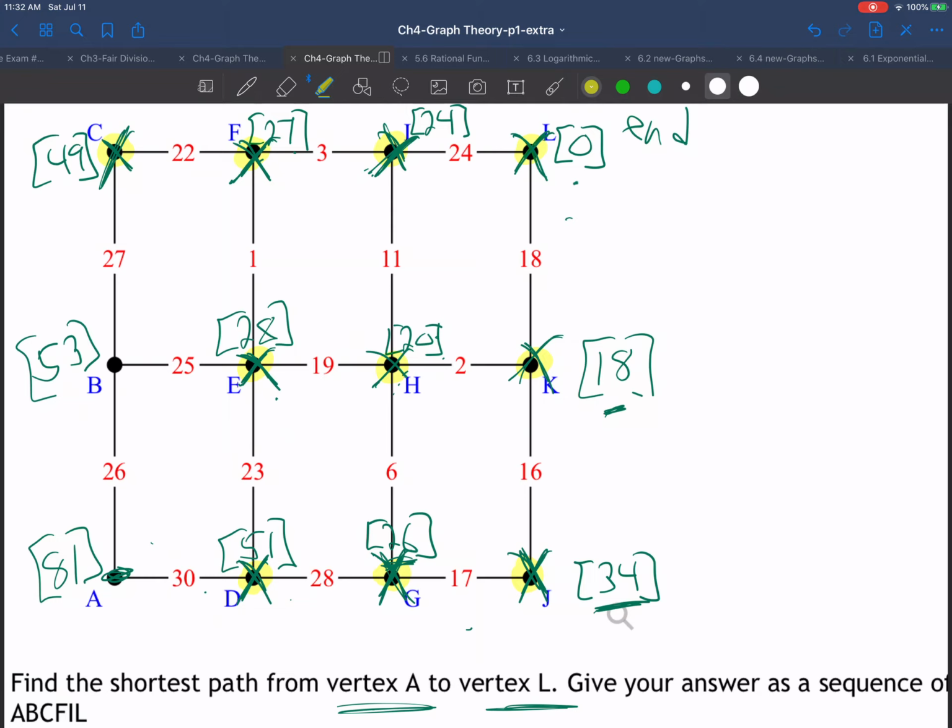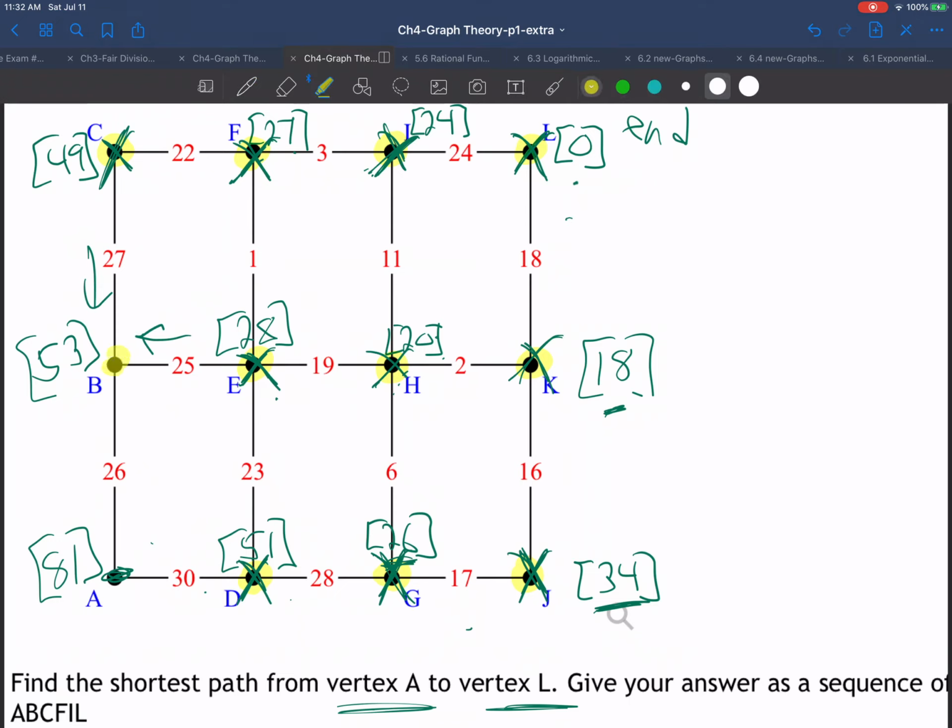We have to keep going. Even though we've reached A, we have to check everything. We have to cross them all off first. We're almost there. Which ones are available? Only these two, right? All right, which one's lower? B. Let's look at B. You got to go all the way till you've checked every vertex.